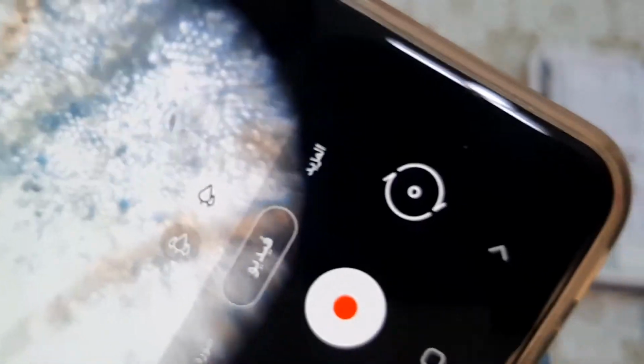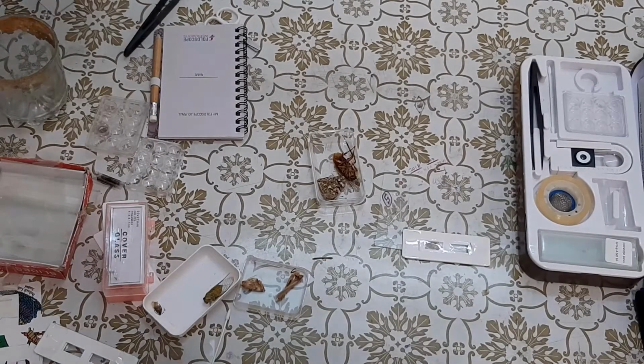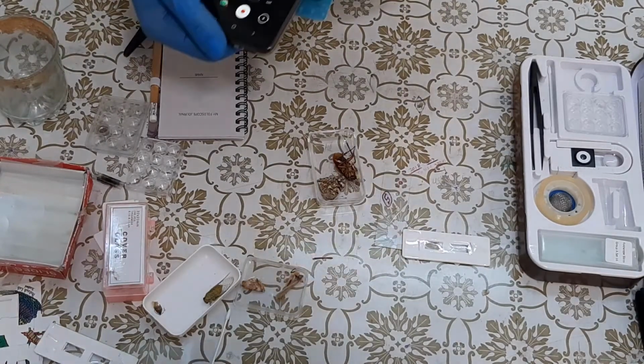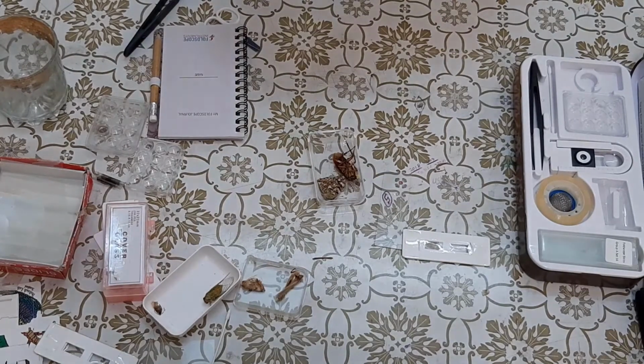Yeah, so this one was the second sample, and now we are going to move on to the third one, which is the Neuroptera.